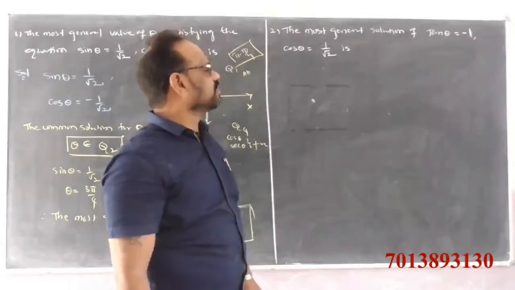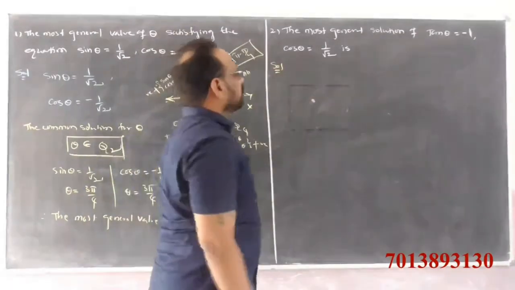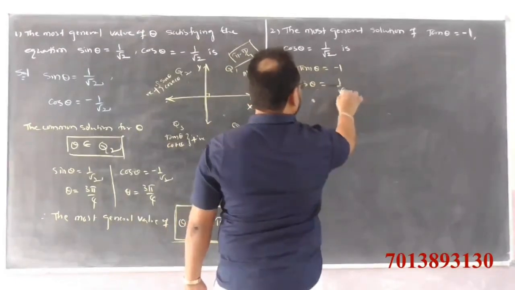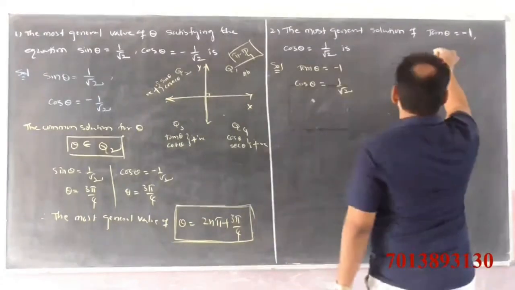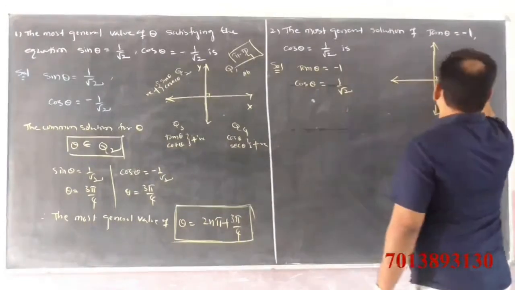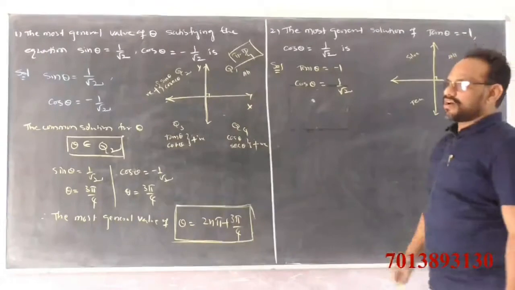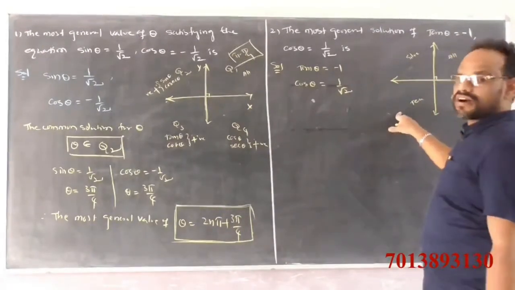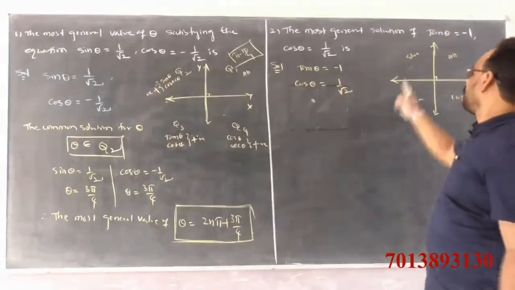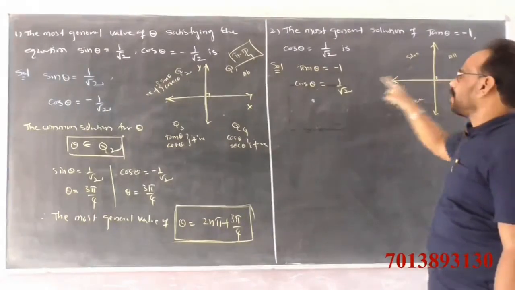Next, find the most general solution of tan theta equal to minus 1 and cos theta equal to 1 by square root of 2. Observe here the solution clearly. Given that tan theta is equal to minus 1 and cos theta is equal to 1 by square root of 2. Remember All Silver Tea Cups: sine and cosecant, tan and cot, cos and secant are positive in their quadrants. Tan is negative, cos is positive. Tan is negative if and only if it is the second or fourth quadrant, but cos is positive.